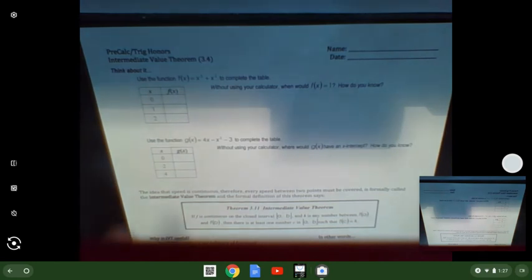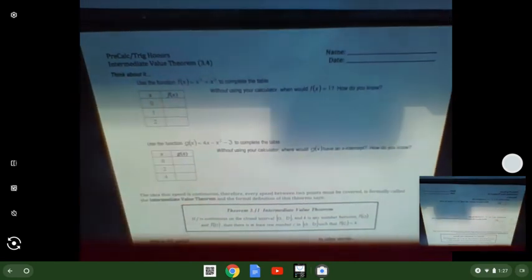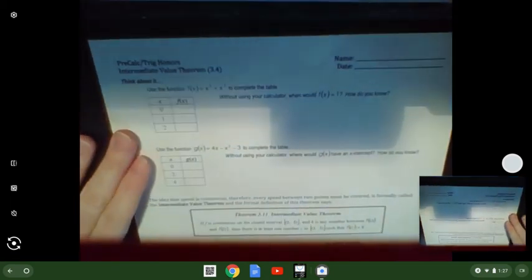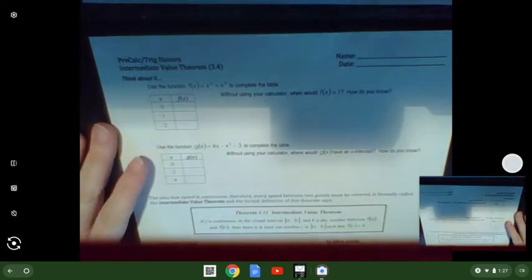So, just a little more of a math warm up to this intermediate value theorem. We have this cubic function, f of x equals x cubed plus x squared. We're going to complete the table, and I'm going to do this without using my calculator.